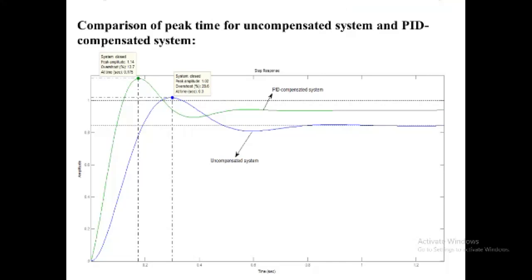Now the loop gain K for the PID compensated system can be determined by either manual calculations or from the root locus graph of the PID compensated system. The complete root locus of the PID compensated system is shown in this figure, and from the root locus graph obtained from the MATLAB simulation, it is evident that the dominant pole for the PID compensated system with 20% overshoot is shown with a loop gain of 5.32.